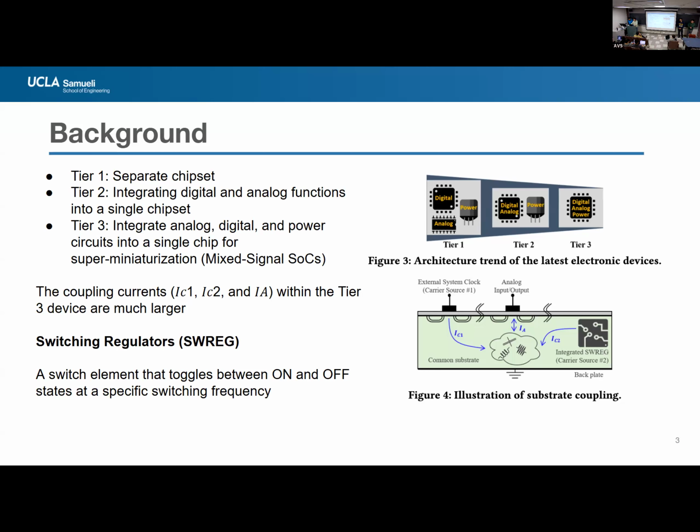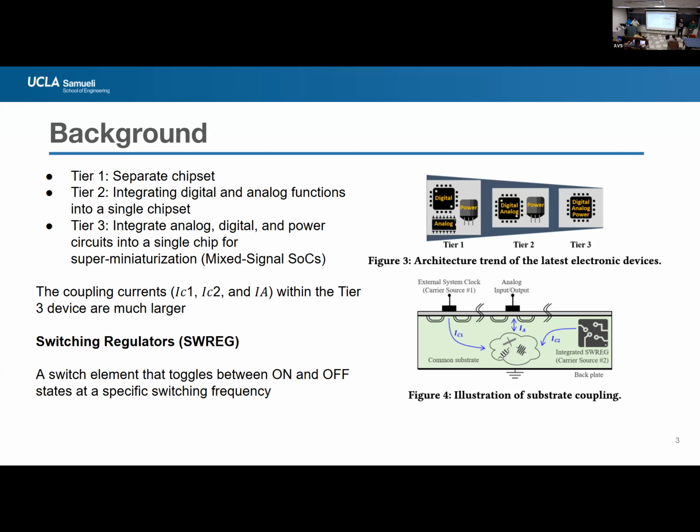For tier three, it's combining all these together, but the issue is, as in figure 4, a cutting view of the tier three MSOCs. As we can see, due to the external system clock and also analog input or output, with the integrated switching regulators, the coupling current between all these within tier three is much stronger compared to other tiers, which could make it much easier for attackers to get the EM radiations.